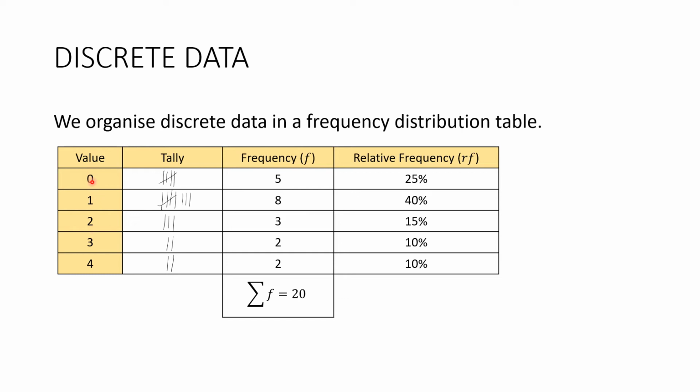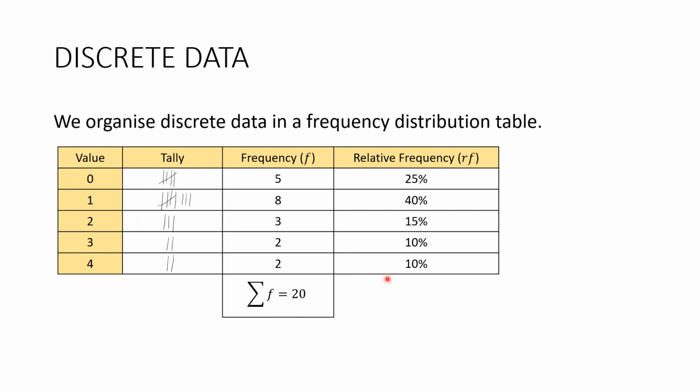So here's our discrete data, 0, 1, 2, 3, 4. We have a tally, which tells us how many of each there are, and frequency means how many or how often. So this tells us there are 5 zeros, 8 ones, 3 twos, 2 threes, and 2 fours. And this means the sum of the frequency column. So altogether there are 20 data points.